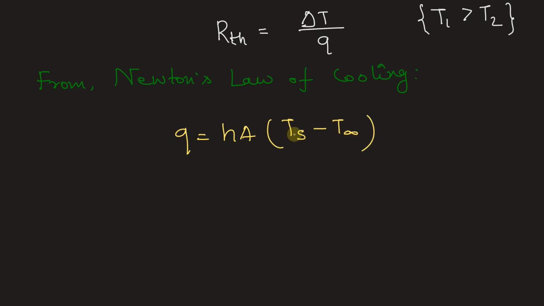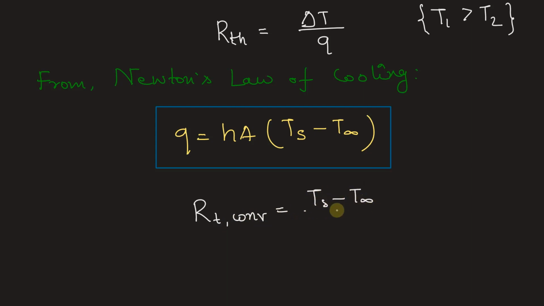So Ts is the wall temperature, T infinity is the free stream temperature. A is the area and h is the heat transfer coefficient here. Okay, so this is Newton's law of cooling. And from this equation, we can write the thermal resistance for convection, R_T convection, is equal to (Ts minus T infinity) by Q, that is equal to 1 upon h into A. Now coming to our given problem.